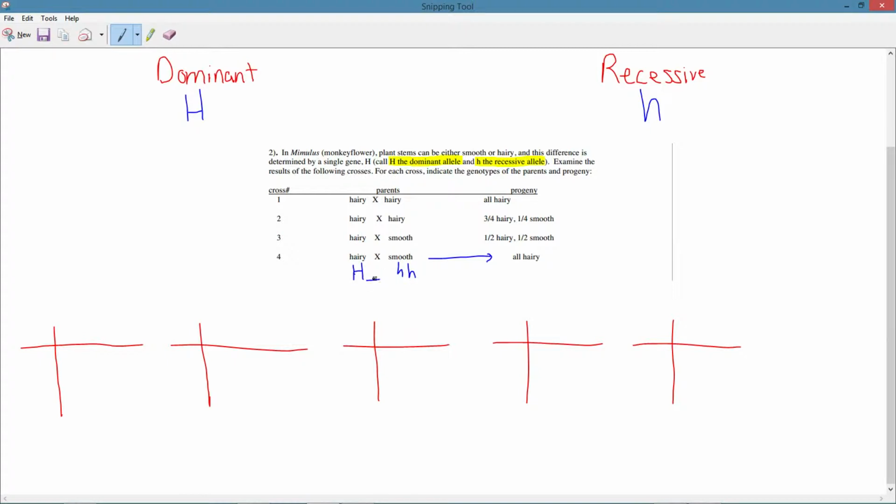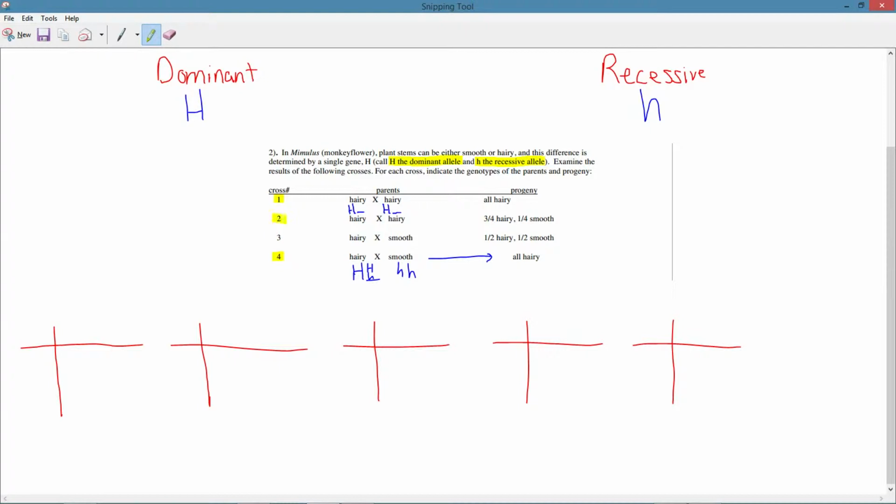By the way, this little dash means that this allele can either be dominant or recessive. It does not really matter, because all you need for a dominant trait is 1 dominant allele. Now that we know that hairy is the dominant allele, let's go back to cross number 1. So cross 4 is out of the way. Let's go cross number 1. Hairy times hairy equals all hairy. You know that hairy is dominant, therefore it'll be uppercase H and uppercase H.